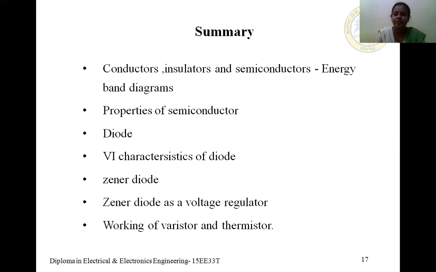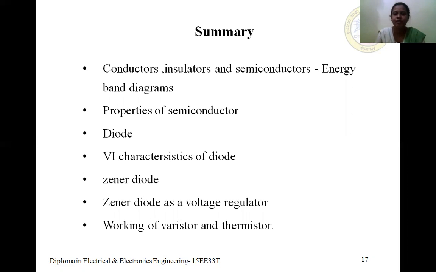In the N-type semiconductor, majority charge carriers are electrons and minority charge carriers are holes. In a P-type semiconductor, majority charge carriers are holes and minority charge carriers are electrons. These are the properties of semiconductors. Next, we started with the diode.